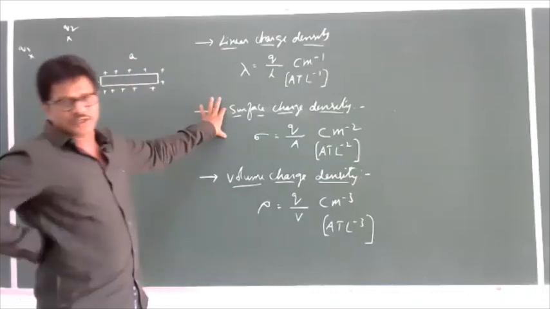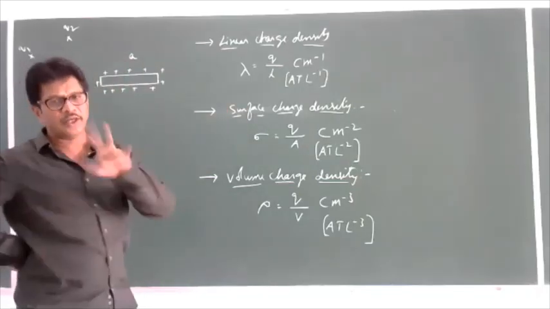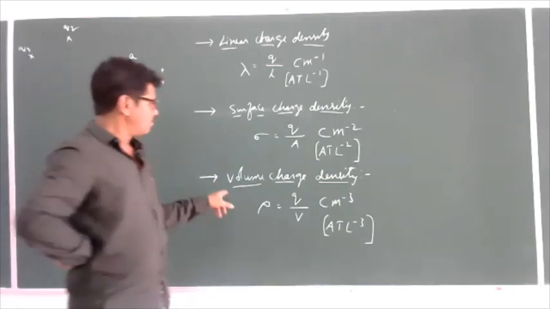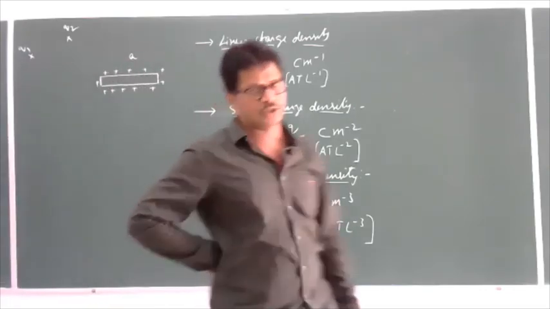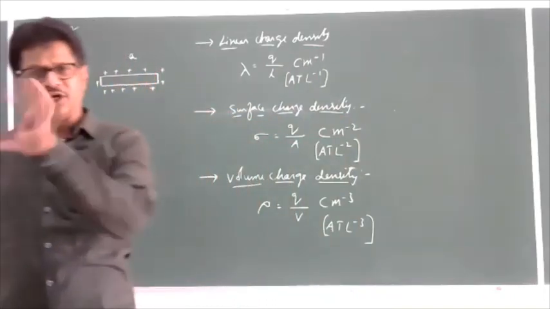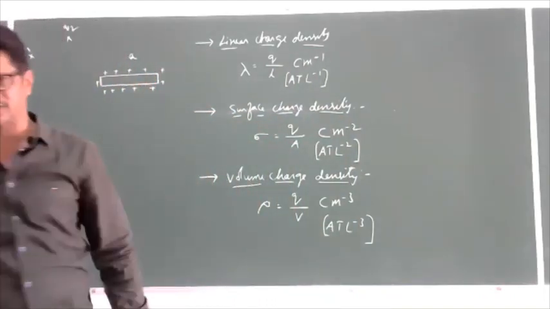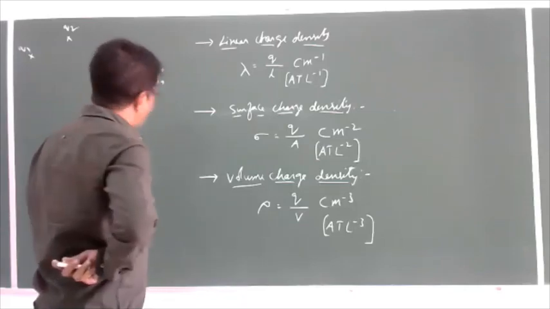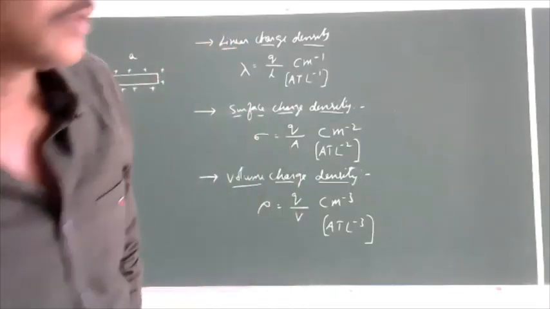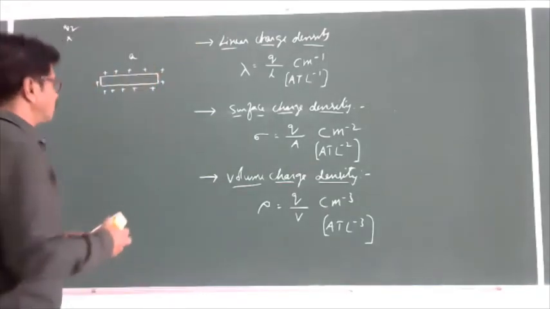Surface charge density will be used in case of two-dimensional bodies like a metal sheet. Volume charge density will be used in case of three-dimensional bodies like a charged sphere. Now, we'll apply one of these.